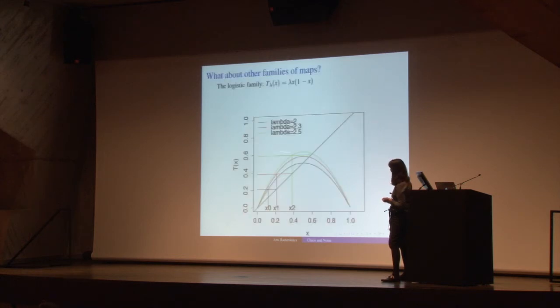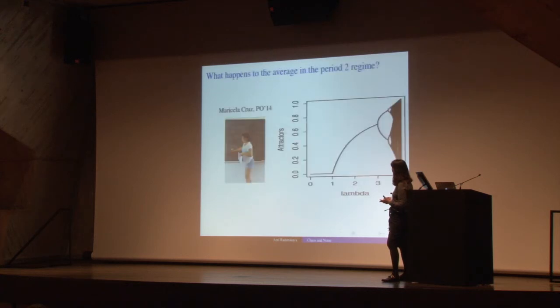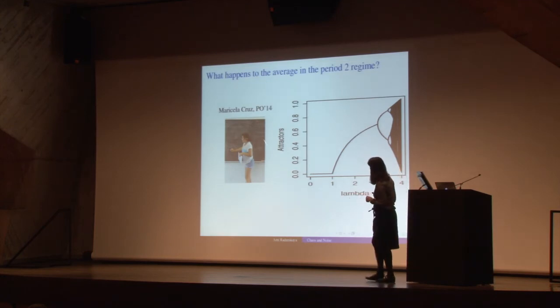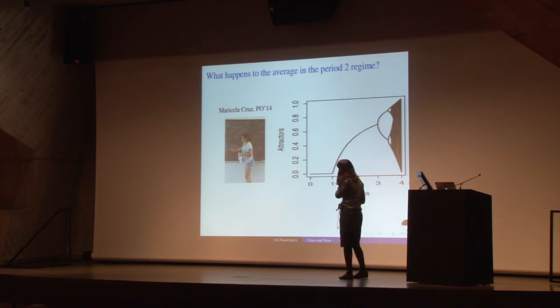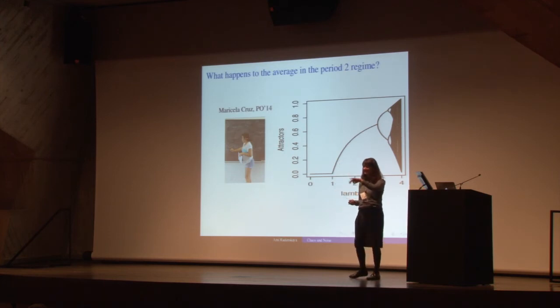Other families of maps, here's the logistic map. Like I said, you can prove the same result because the convexity is the same. They all have stable fixed points as long as you're in the right parameter range. But what about maps that don't have these stable fixed points? So this is a student of mine, Maricela, who graduated a year ago. She's now a graduate student at UC Irvine.